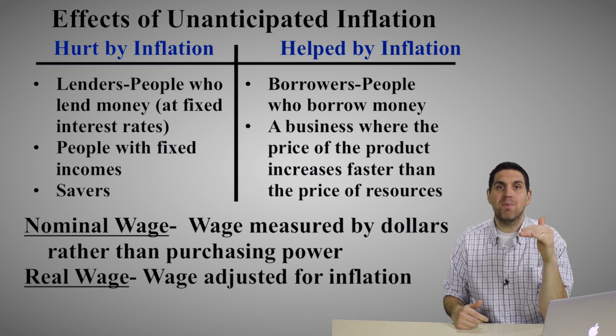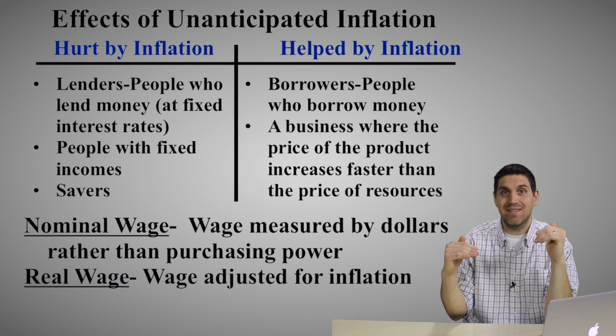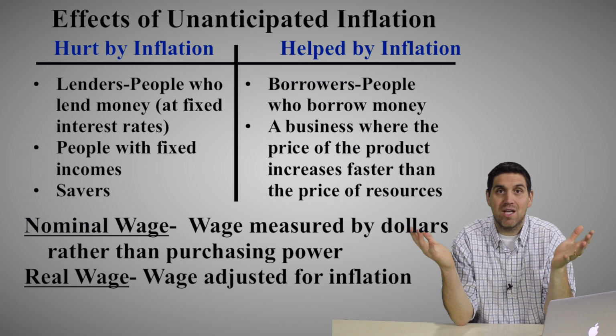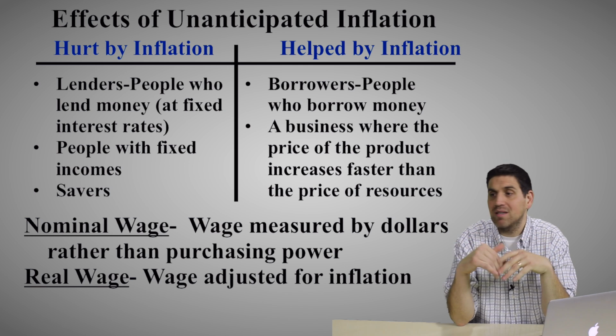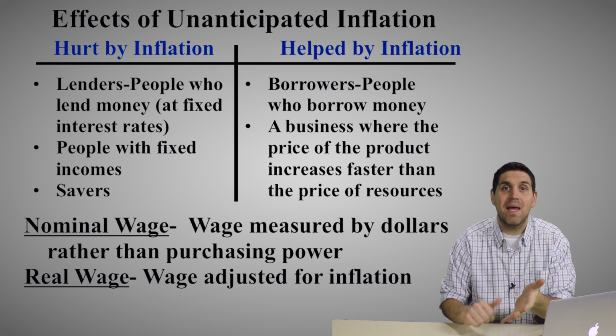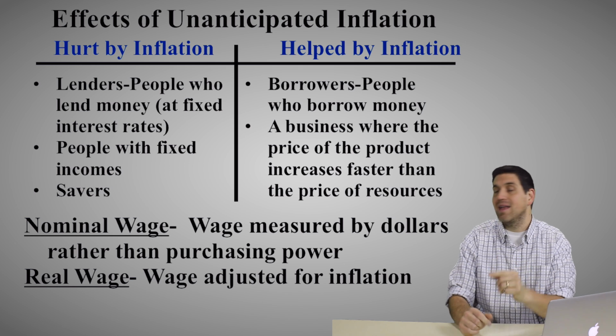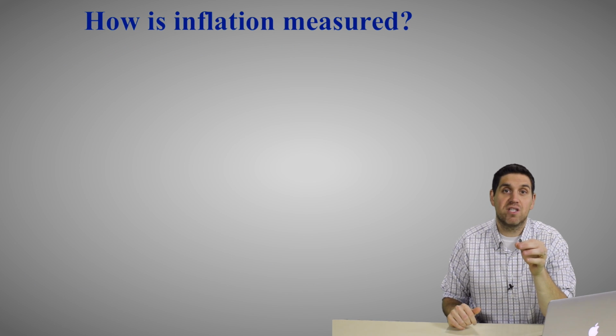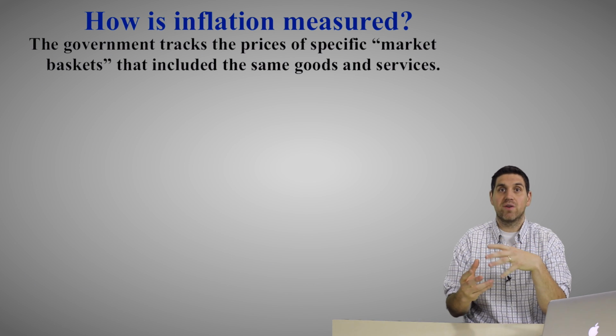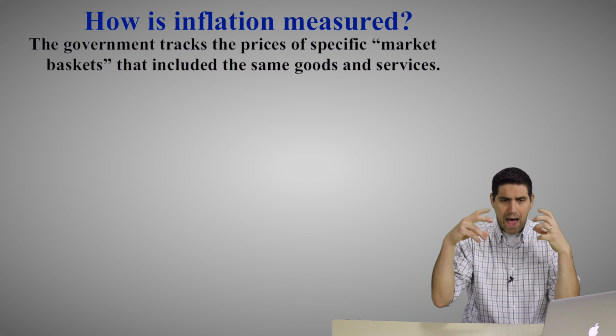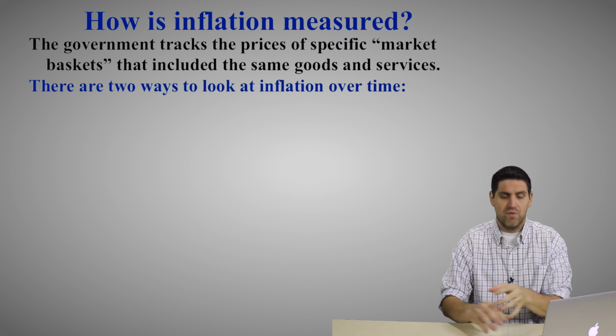If prices go up 10% and my wage stays exactly the same, I lost 10% of my income, my purchasing power. So I've got to go to my boss and say, listen, prices went up 10%, I need a 10% raise, right? That's the idea of real and nominal wages. Let's talk about how inflation is measured. The government tracks prices over time, using something called a market basket. They look at how prices change for this market basket over time.